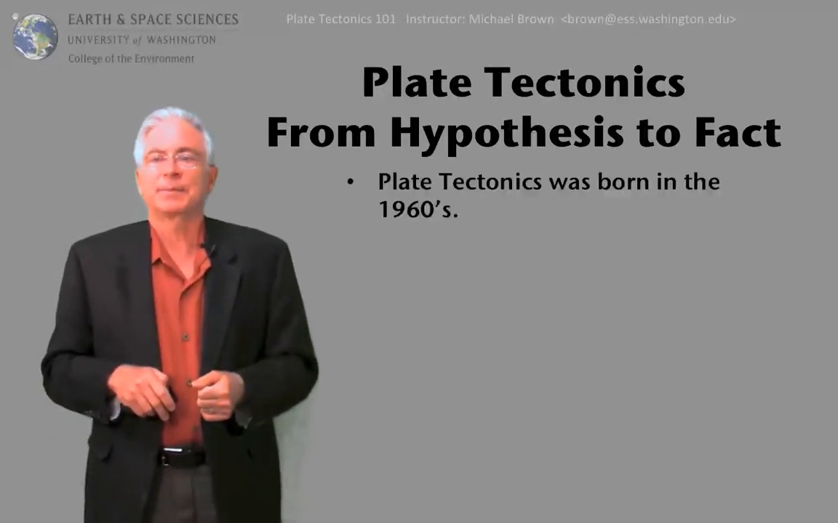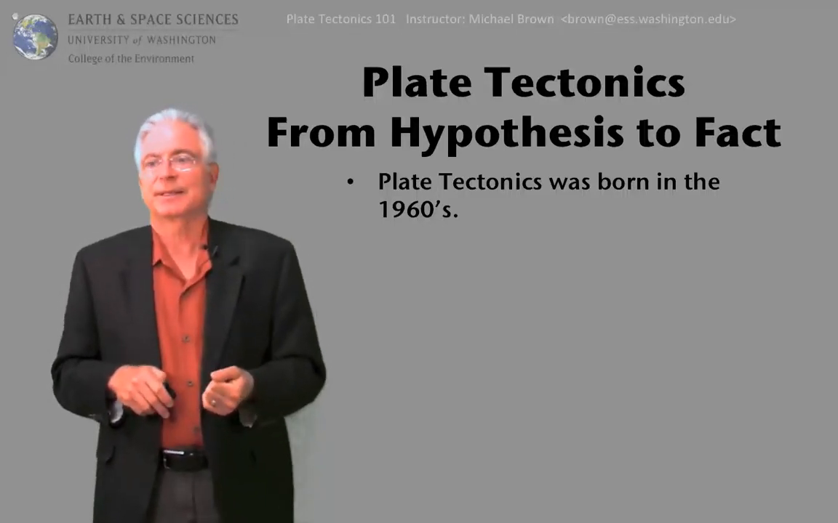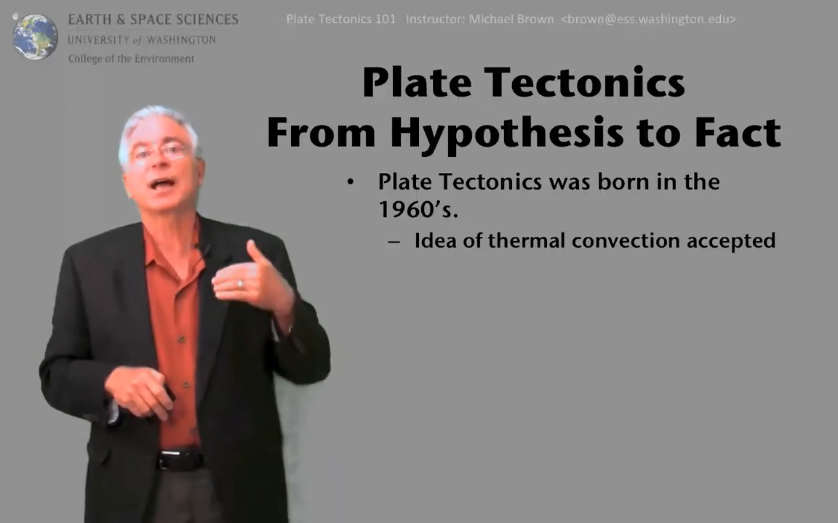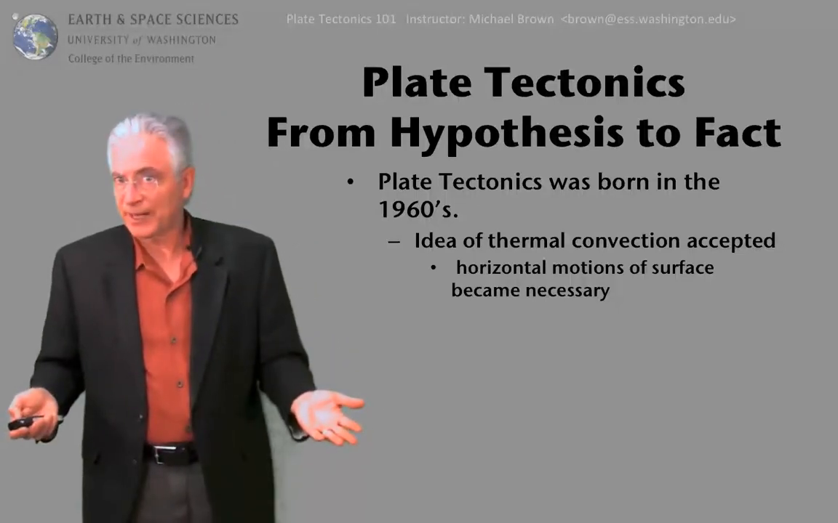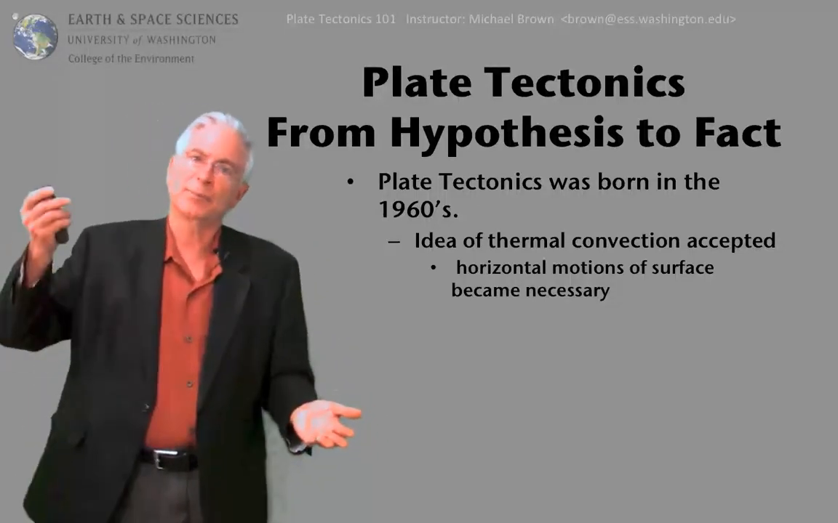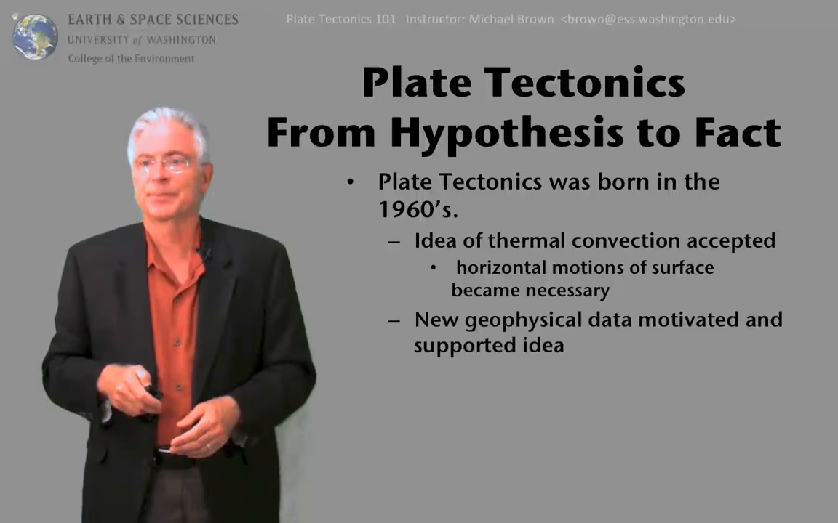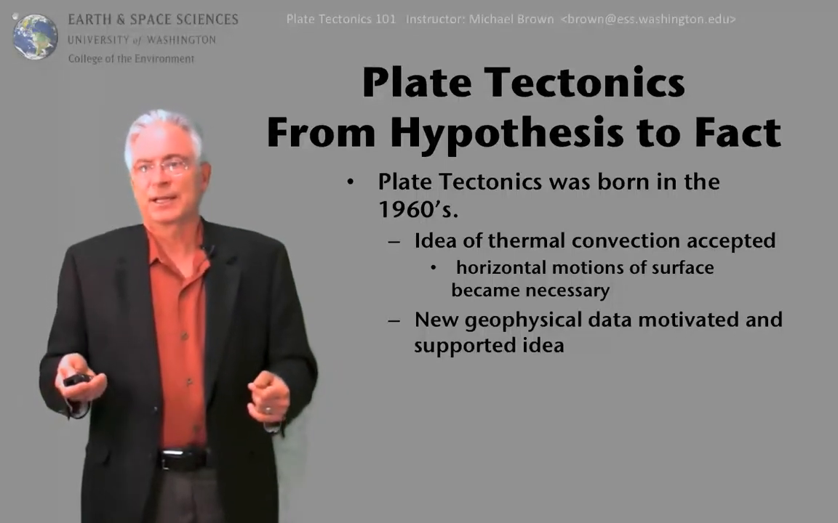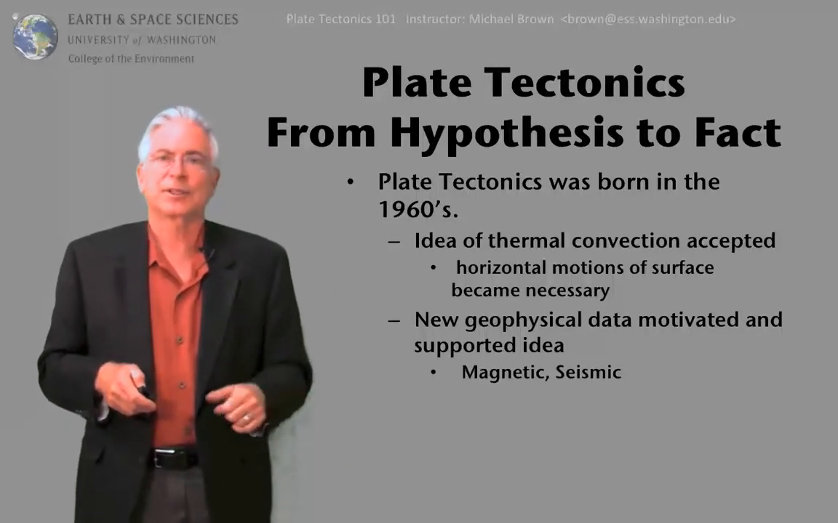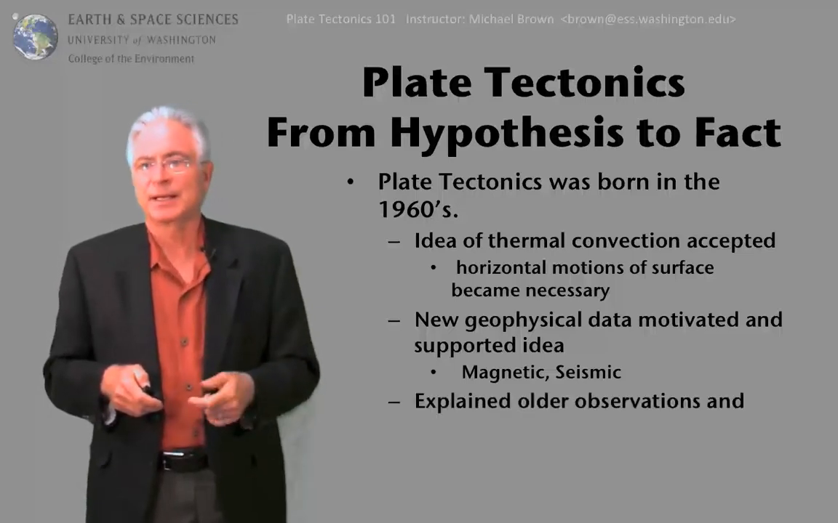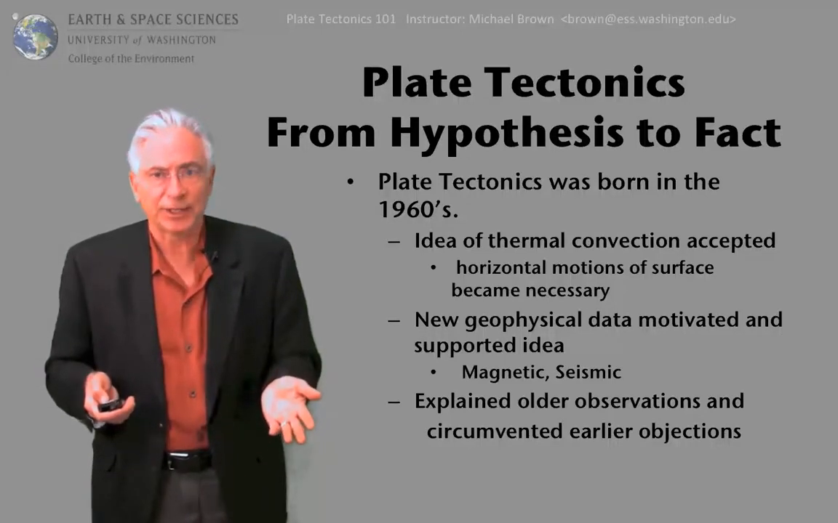Well, moving forward in time, the plate tectonic hypothesis was born around 1960, and it came in with an idea that thermal convection was possible. And if thermal convection occurs within the mantle, you have upwelling here, downwelling here, there has to be a connection of horizontal motion at the surface. At the same time, new geophysical data were obtained that supported this basic idea, and these geophysical data were principally magnetic, seismic, and they explained the older observations and circumvented the earlier objections.